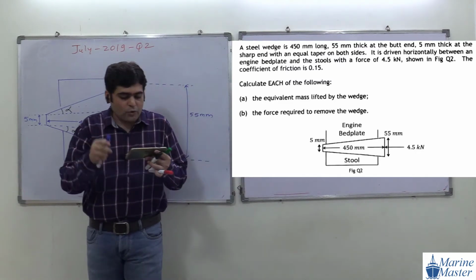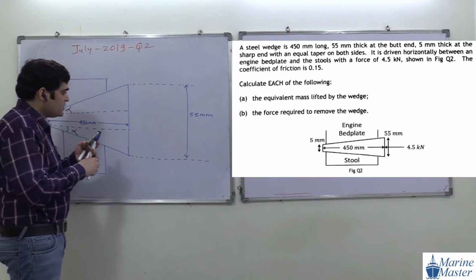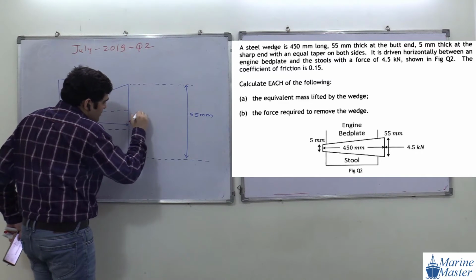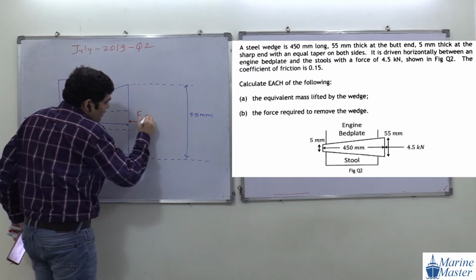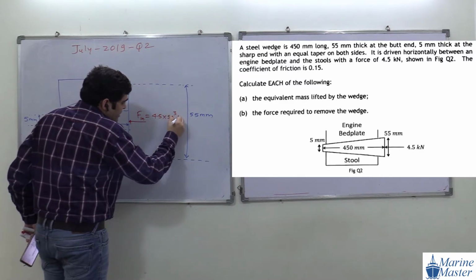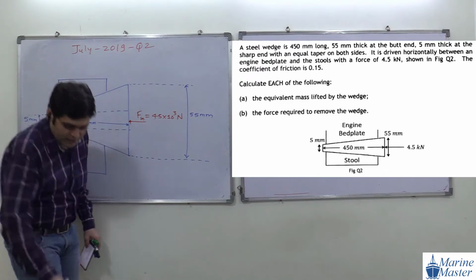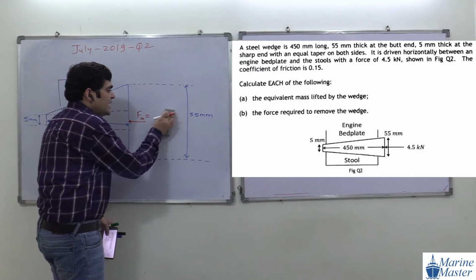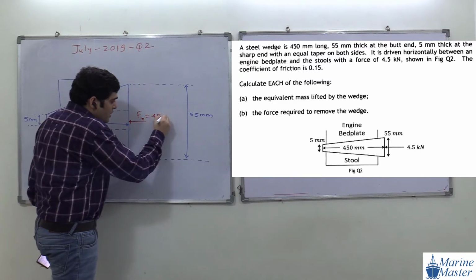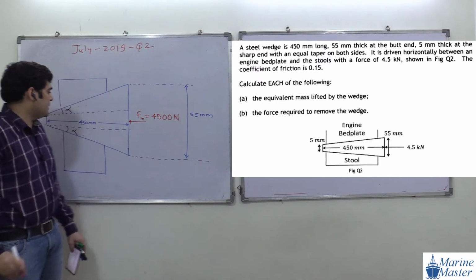Now the next scenario. How much force have they given us? In the question they have given us a force F in. F in is 4.5 kilonewton, which means 4.5 into 10 raised to the power 3 Newton, or in other words, we can directly write 4500 Newton. Guys, are you getting my point? Try to see the scenario.